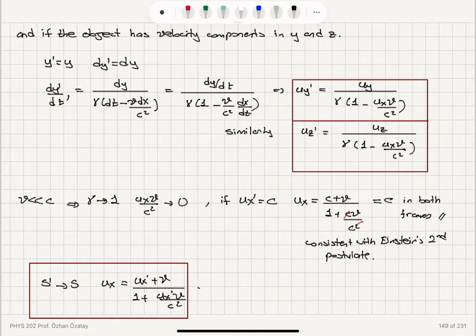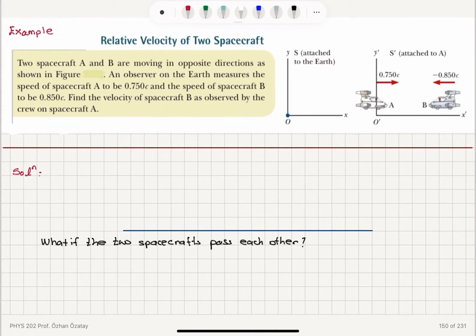Okay, so for S prime to S reference frame, as I said, we just change the primes and make the minus signs plus in order to obtain the transformation equation. Let's take a look at an example. Relative velocity of two spacecraft.